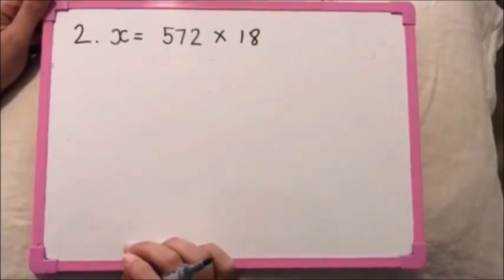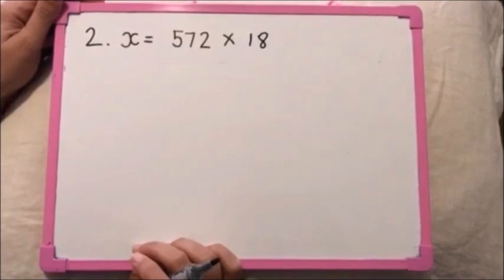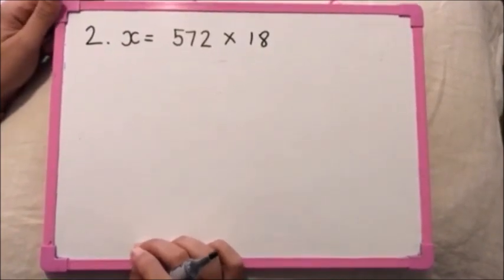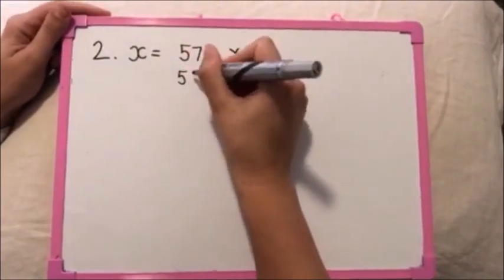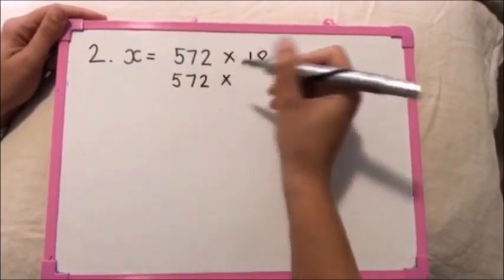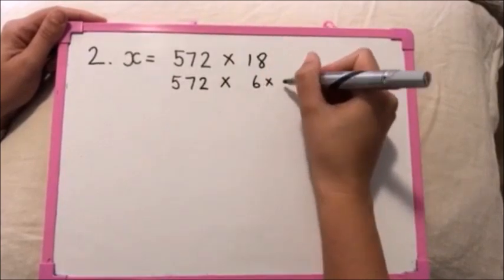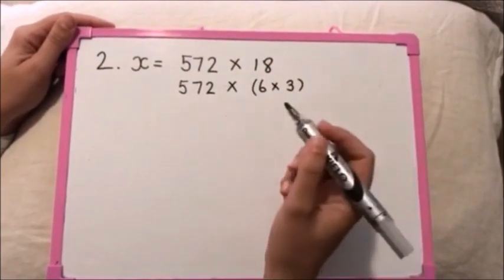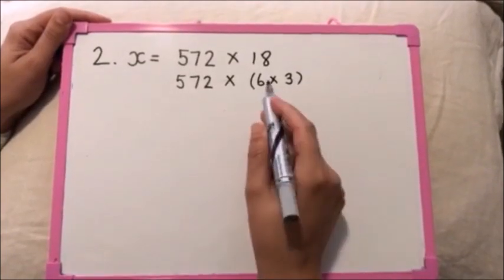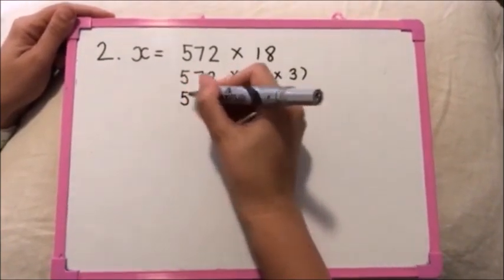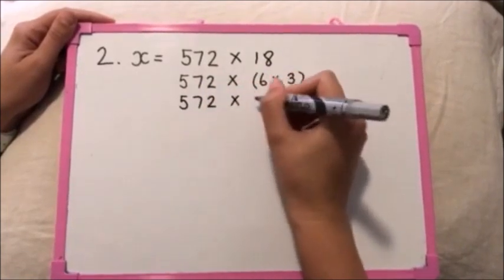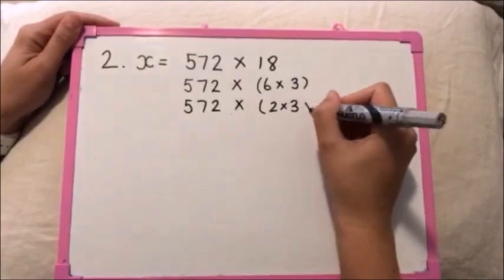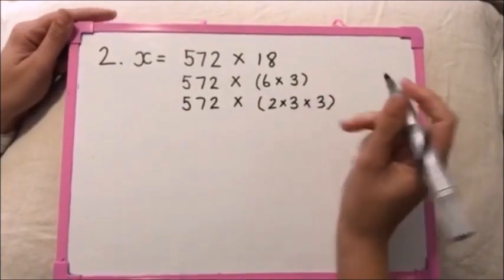572 multiplied by 18. For Zoleka's method, we have to break up the 18 into its smallest factors. I'm going to start off using 3 times 6. 3 times 6 is actually not the smallest factors. I must still break up the 6 into 2 times 3. Then I get 2 times 3 times 3, which gives me 18.